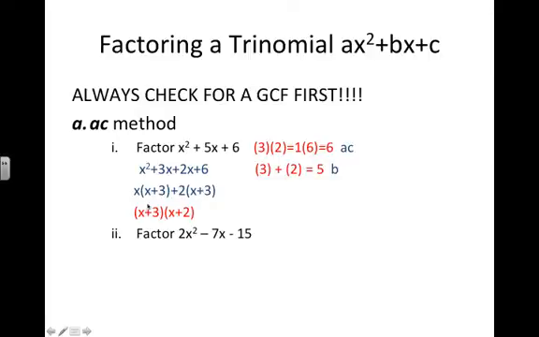x plus 3. So the x plus 3 comes out here, and then whatever was multiplied by the x plus 3, we put in a second set of parentheses. So x plus 2. x plus 3 times x plus 2.